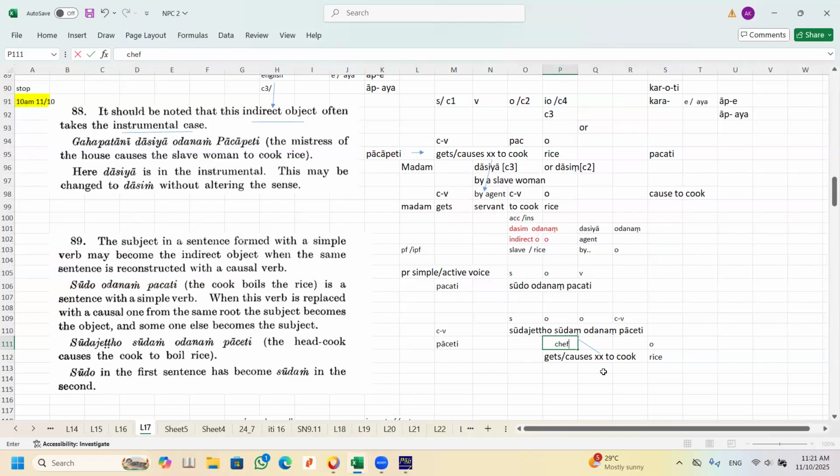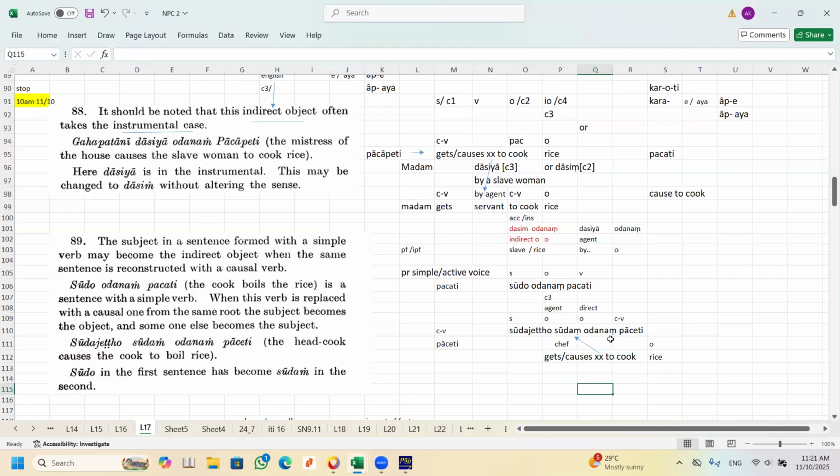So this is an agent. The agent can be in double accusative. This is the agent. Follow: double accusative, the Sudam and the Udanam. This is direct object. Correct. This is agent. So the agent, you can put it in accusative or instrumental. You can put it in instrumental also. It's up to you. So in this case, it's not instrumental. In this case, it is double accusative.